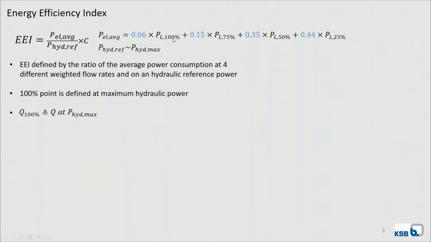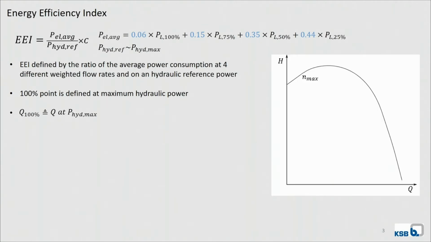Different flow rates means 100% flow rate, 75%, 50%, and 25% flow rate, and then the specific electrical power at this point. The 100% point is defined here at a maximum hydraulic power, which means at this 100% point, the flow rate is exactly the same where the hydraulic power is maximal.